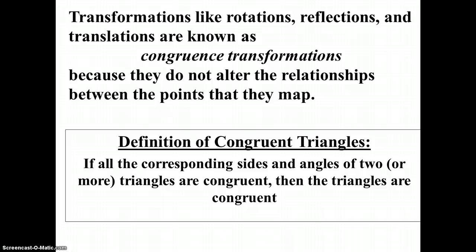Okay, let's go back and think about that. When we looked at our last picture and we rotated, it matched up exactly on top of each other. All the angles were exactly the same, all the sides were exactly the same, they were all corresponding to each other, and they were congruent. So if all the sides are congruent and all of the angles are congruent, then the triangle is congruent.